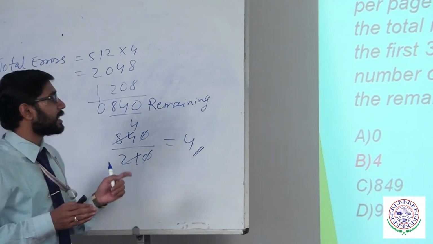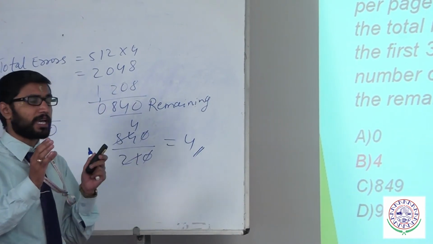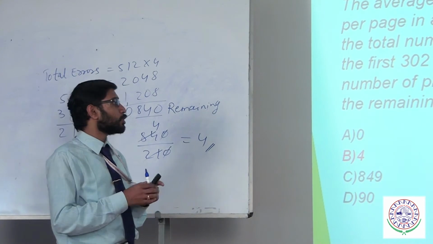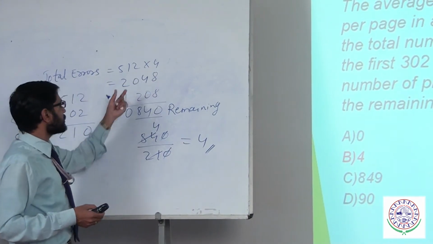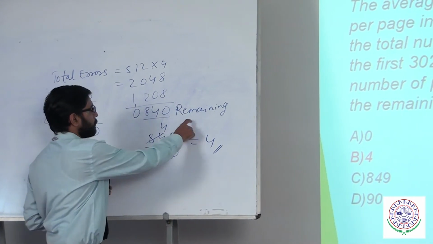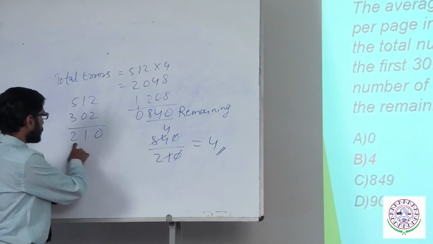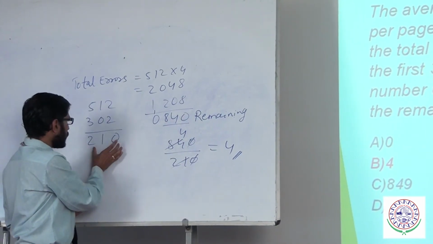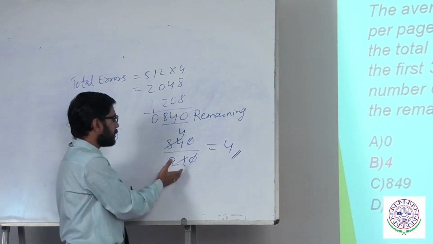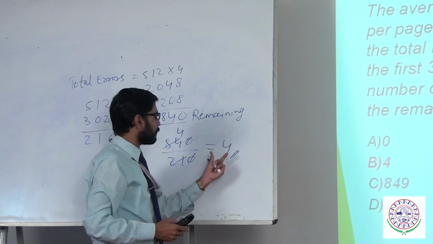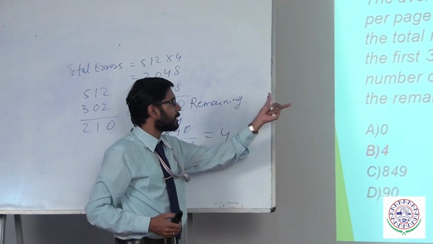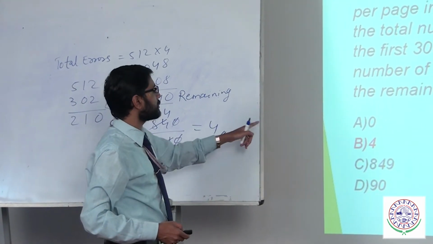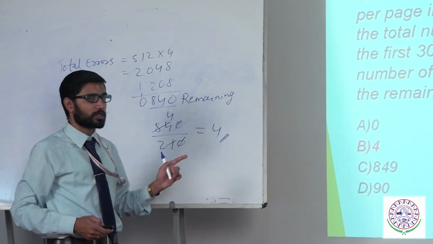These are the questions that will come with respect to averages, where you will get the average of some pages, or say the average of a few students scoring in the class. You need to take the total number of errors and subtract, and you will get the number of remaining errors. These are the errors remaining, and these are the pages remaining. You need to distribute the remaining errors with respect to the number of remaining pages. If you just divide by this number, you will get the average of the errors in the remaining pages. Remaining pages are 210, so the average for that will be 4. The answer for this question is option B.